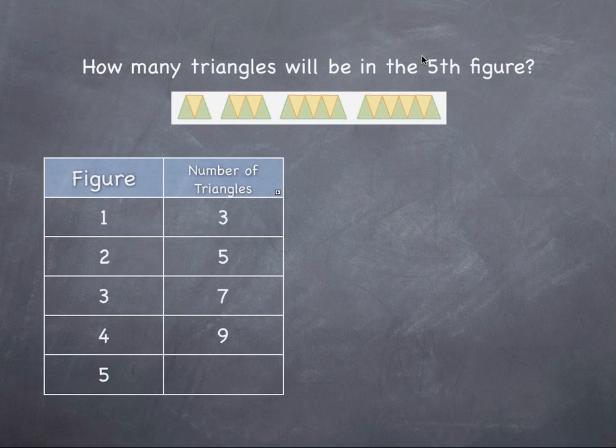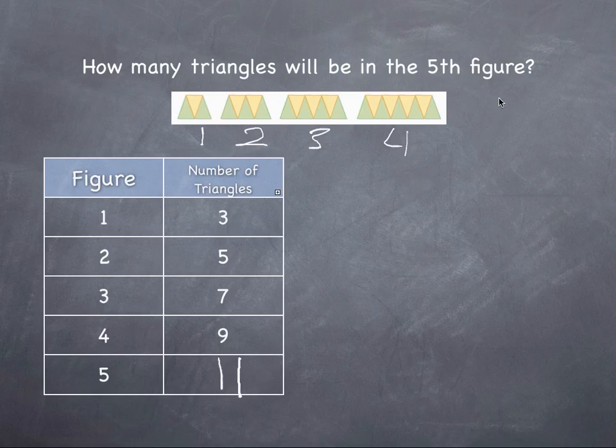So how many triangles will be in the 5th figure? Once again, here's figure 1 and 2 and 3 and figure 4. Figure 1 had 3 triangles, figure 2 had 5, figure 3 had 7, figure 4 had 9. If we use our pattern, now we don't have to draw. This is where the benefit comes in. You don't have to sit there and draw all these green triangles and yellow triangles and then add 2 more on. You can follow the pattern and go, well, 3, 5, 7, 9. It's going up by 2 each time. So the number of triangles in this one has to be 11.